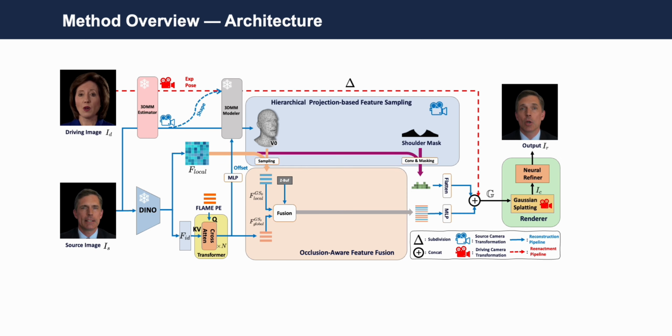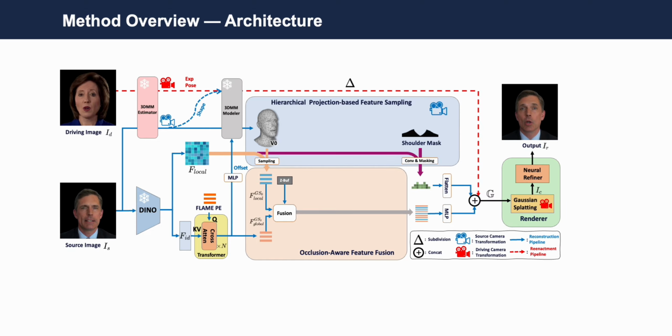Finally, the model predicts Gaussian attributes and renders the avatar using Gaussian splatting, and then applies a neural refiner to produce the final output image. For reenactment, given a driving image, the model estimates the target expression and pose, and then updates only the positional component of the reconstructed Gaussian avatar. This makes real-time animation possible.